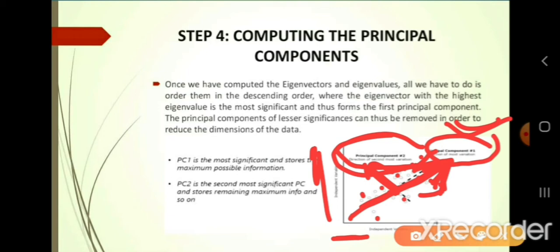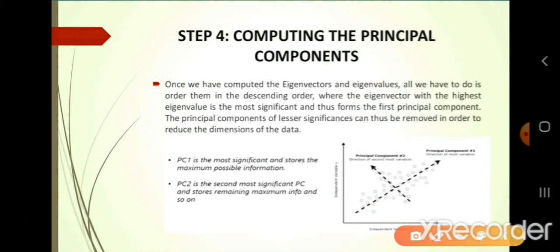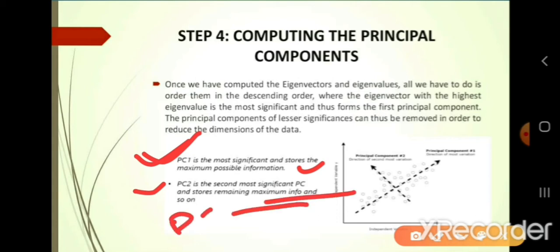Principal component 1 is the most significant, and it stores the maximum possible information. The second principal component is the second most significant, and it stores the maximum remaining information. And so on, we can also find principal components 3 and 4. Clear?